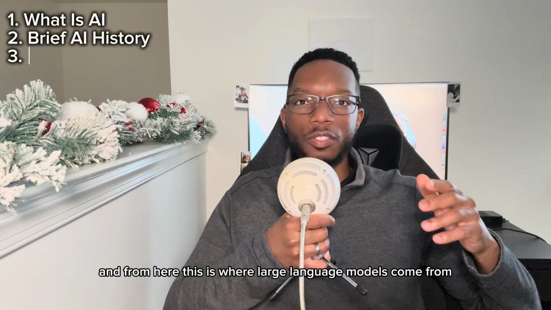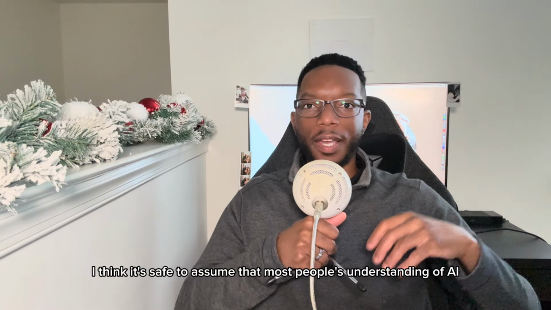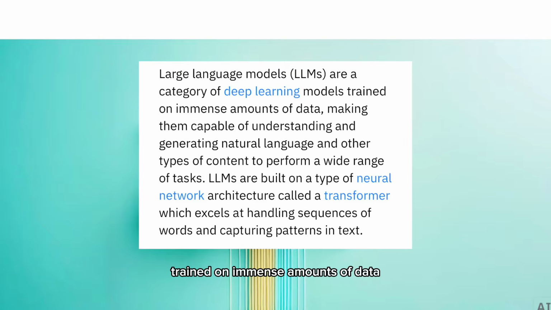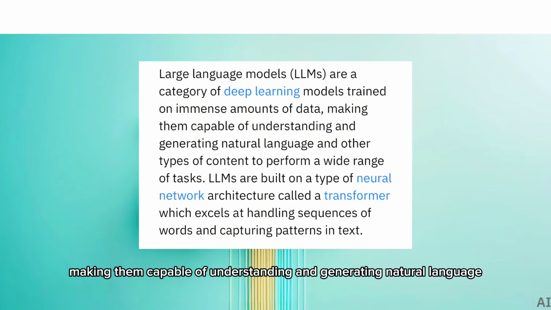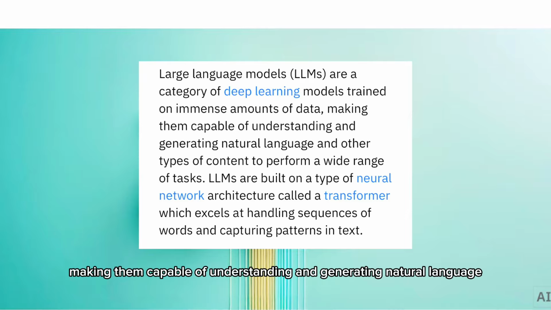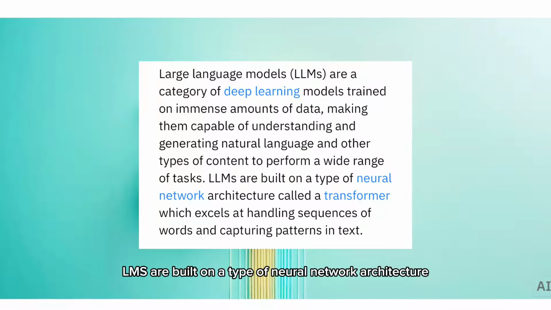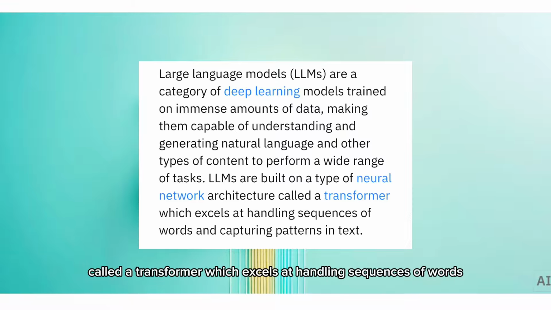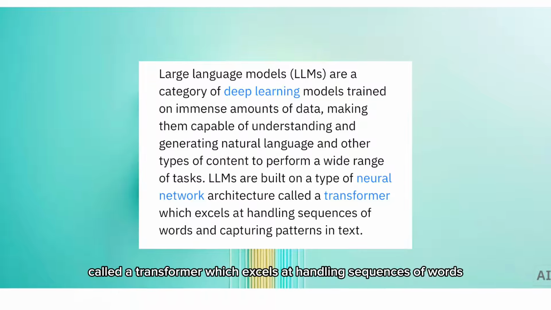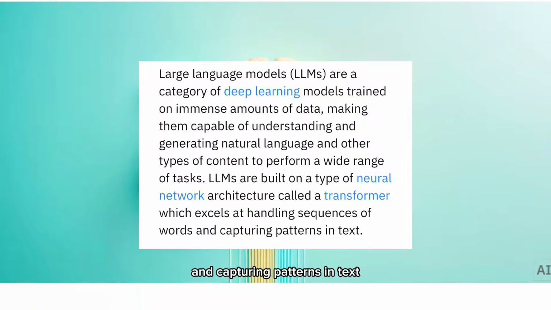And from here, this is where large language models come from. I think it's safe to assume that most people's understanding of AI and entryway into AI stems from some type of large language model system. So with that, large language models are a category of deep learning models trained on immense amounts of data, making them capable of understanding and generating natural language and other types of content to perform a wide range of tasks. LLMs are built on a type of neural network architecture called a transformer, which excels at handling sequences of words and capturing patterns in text.